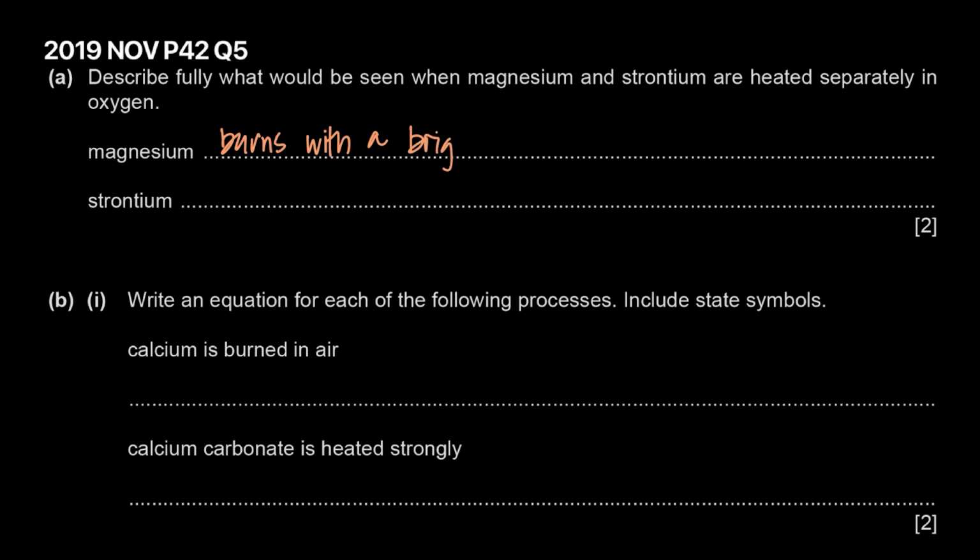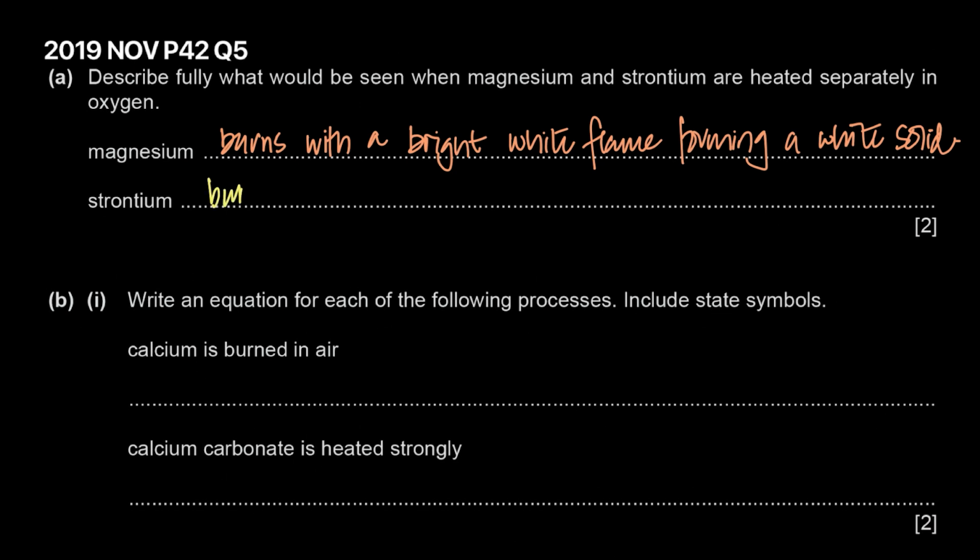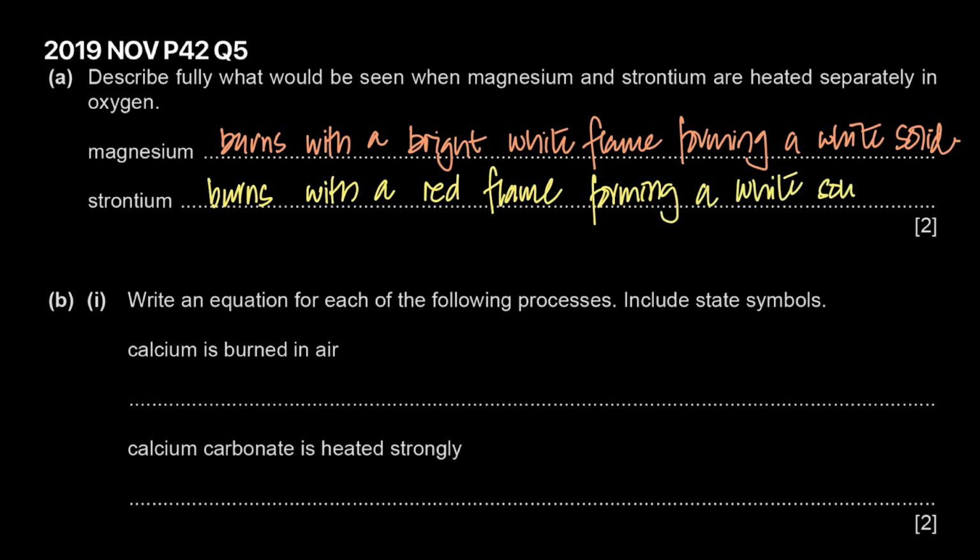It burns with a bright, very brilliant white flame, forming a white solid. You know why it's a white solid? Because it forms the oxide. Same with strontium, it forms the oxide, but it doesn't burn with the white flame. Strontium burns with a red flame, but it also forms a white solid.